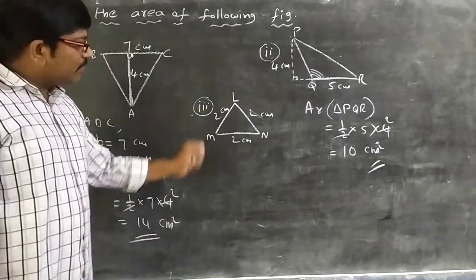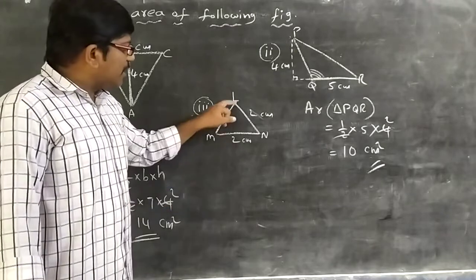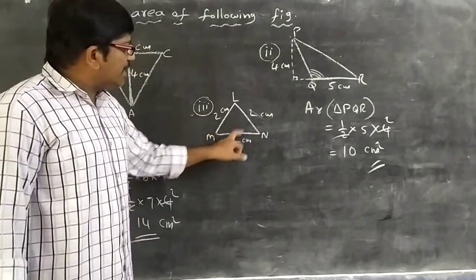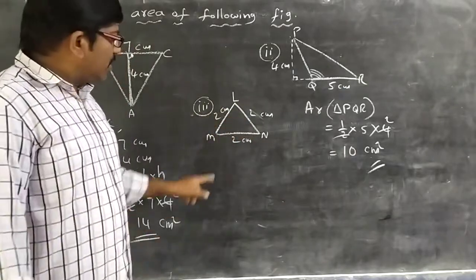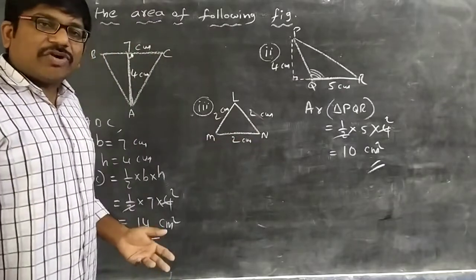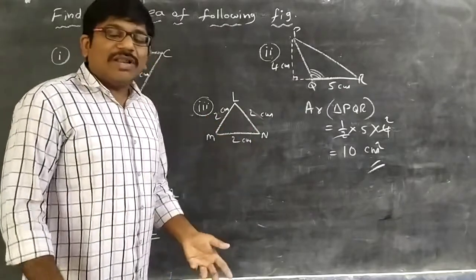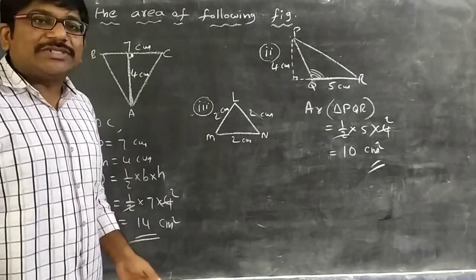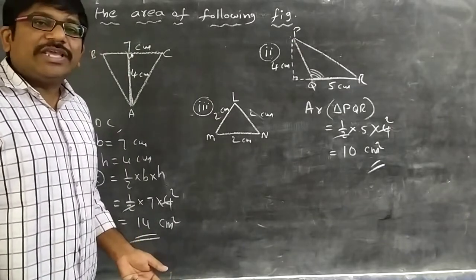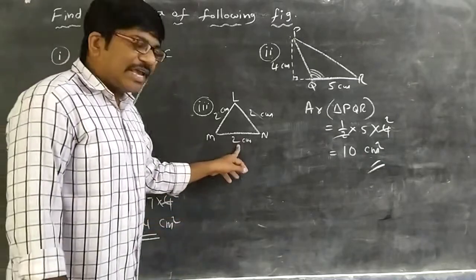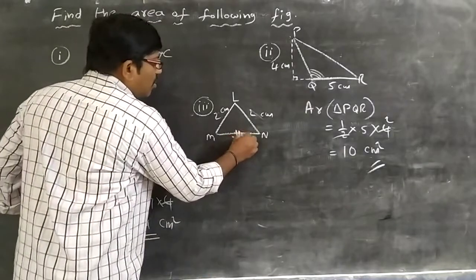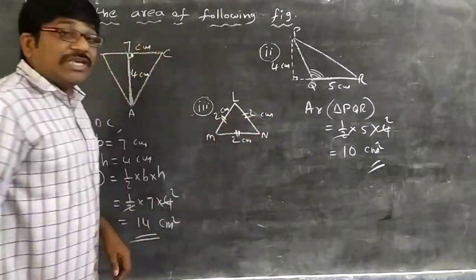So in this way, observe carefully, it is a triangle LMN in which all sides are equal. See, 2 centimeters, 2 centimeters, 2 centimeters. In any triangle, if 3 sides are equal, then it is called an equilateral triangle, right? So what is the area of an equilateral triangle? Root 3 a square by 4. Here a is the equal side. When the equal side is given, in which all sides are equal, it is called an equilateral triangle.